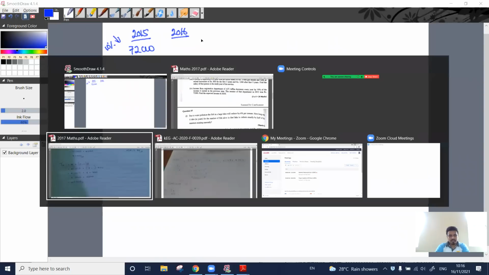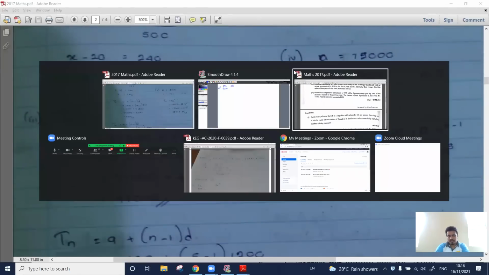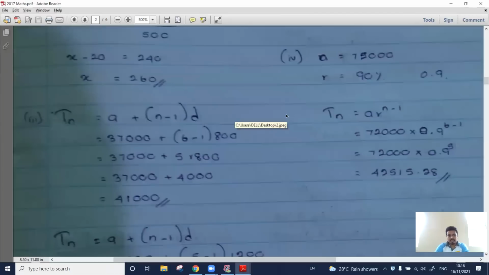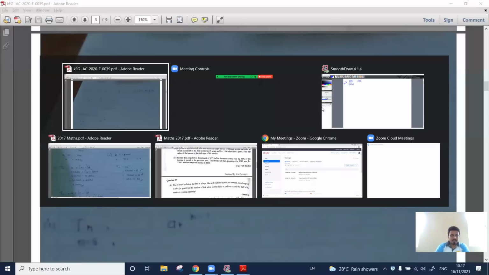If it is so, what should be their registration income in year 2016? Yes, that should be 64,800, right? It should be 64,800. And in the following year, it should be 58,320. In the next year, it should be 52,488. Likewise, the pattern will be there, right?